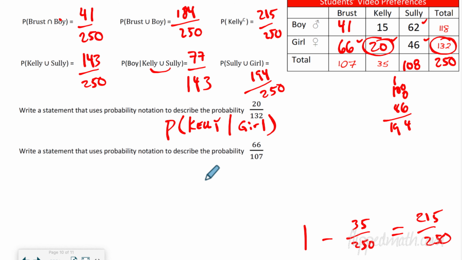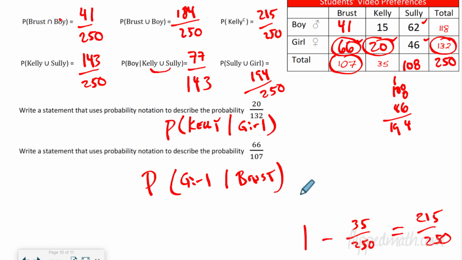All right, how about the last one here? It is 66 out of 107. So here's 66, here's 107. So you need to write a statement. It's out of 107. That means out of breast. So it's given that the student prefers breast. That should be like 0, right? But anyways, given that the student prefers breast, what is the probability? It's 66. So that would be that they are a girl. So that is the probability that the student is a girl given that they prefer breast.